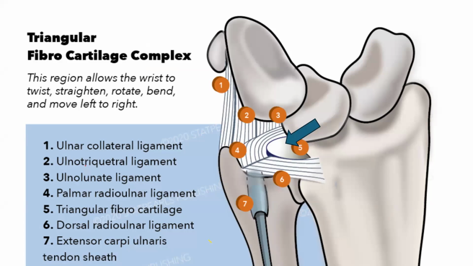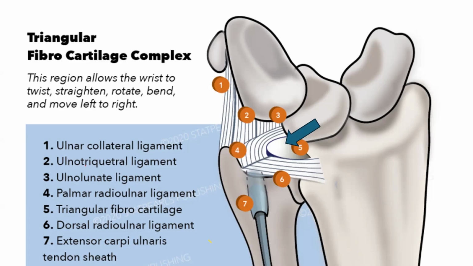The palmar radio-ulnar ligament, which is 4. The triangular fibrocartilage, 5. The dorsal radio-ulnar ligament, 6. The extensor carpi ulnaris tendon sheath.